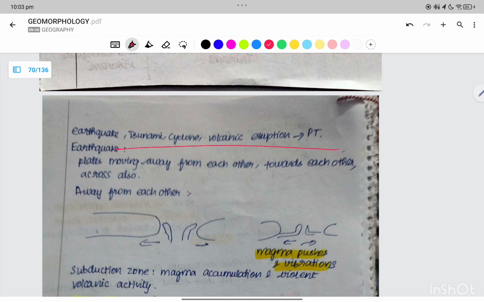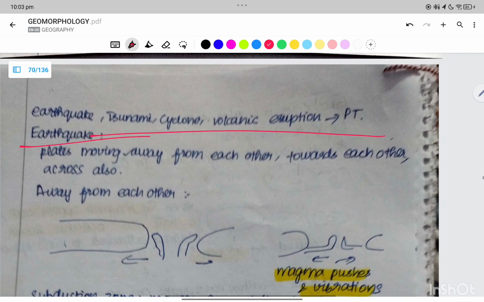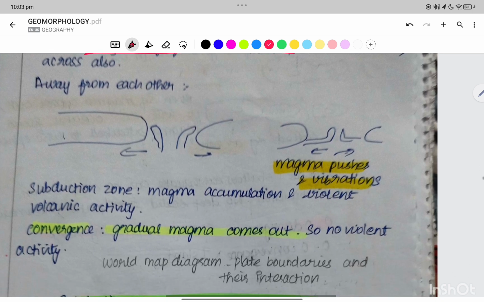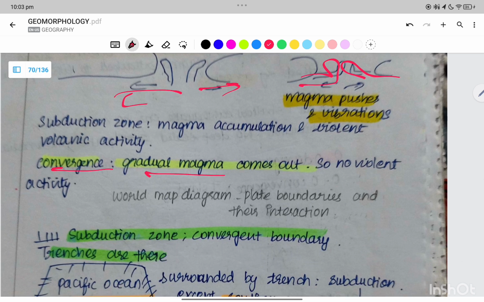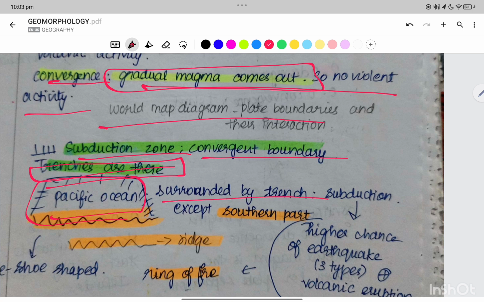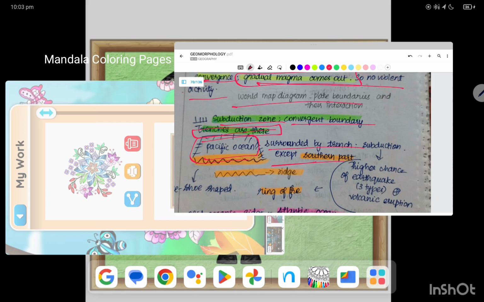Earthquakes, tsunamis, cyclones, volcanic eruptions, and plate tectonics. Plates moving away from each other, towards each other. Magma. Convergence is gradual, magma comes out, so no violent activity. Subduction zone is the convergent boundary. Trenches are there. Pacific Ocean is surrounded by trench subduction except the southern part.